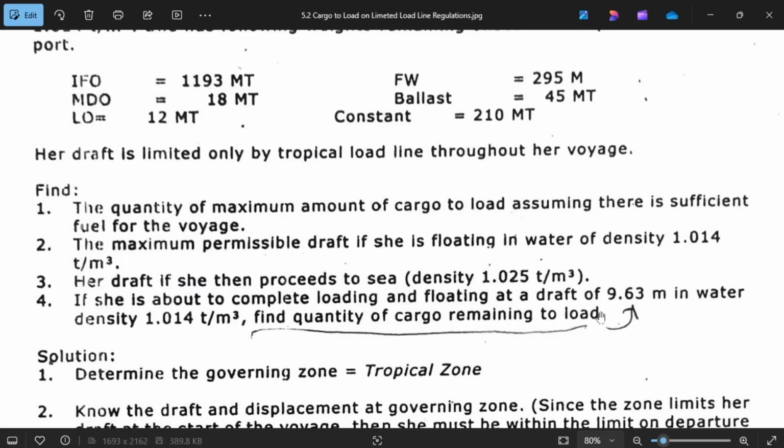So it is assumed that the draft surveyor takes a sample of the salt water in the dock or in the pier, and it appears that the density is 1.014. Okay, now this is now the solution.